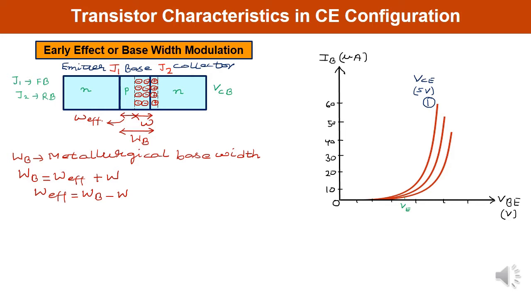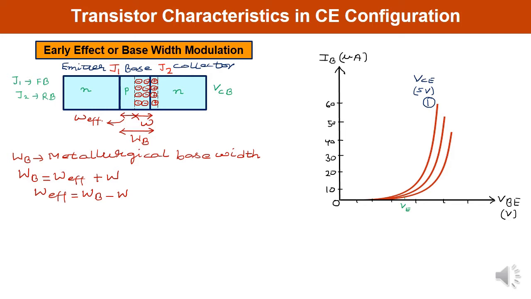Initially the width of the base region is fixed. WB is the metallurgical base width, and this width is decided at the time when the transistor is manufactured. You know that the base region is very thin, so we can assume this much is the width or depth of the base region.